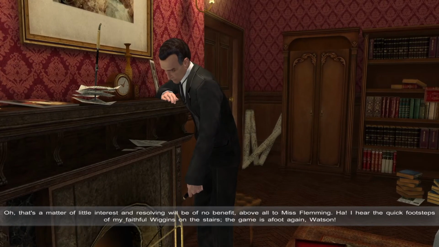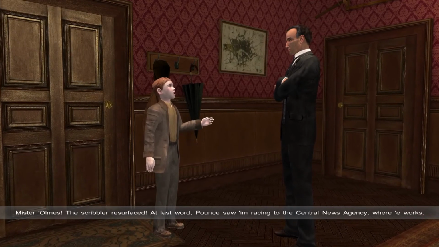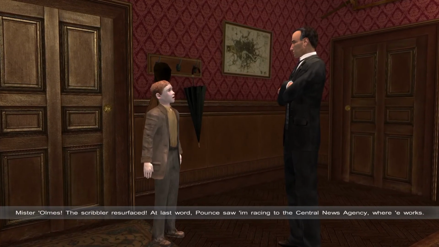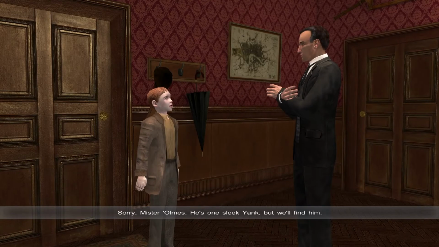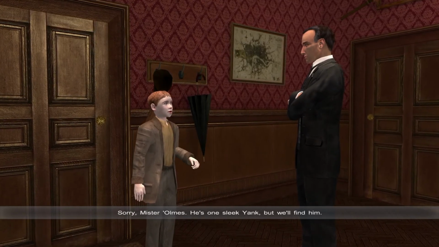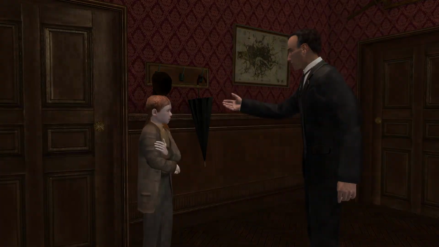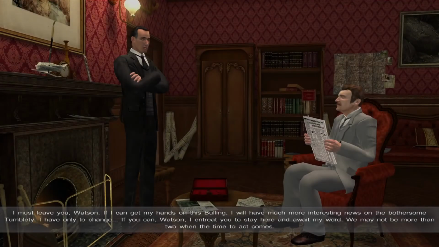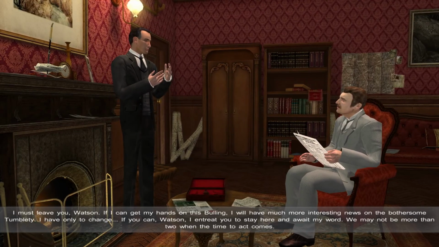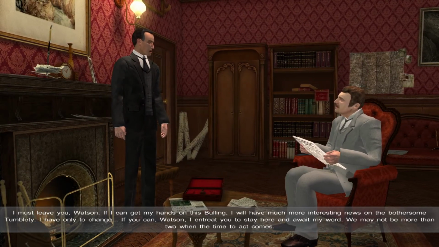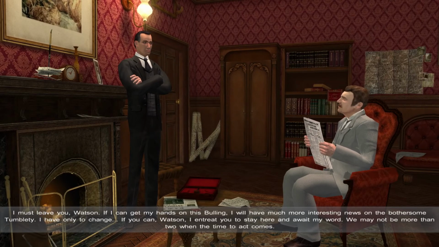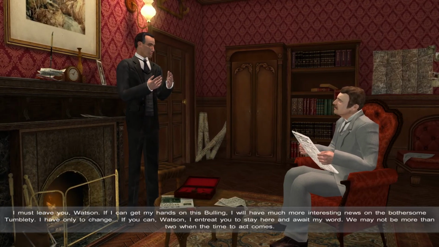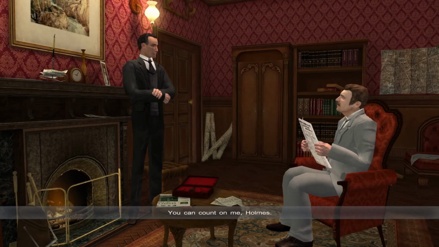The game is afoot again, Watson. Mr. Holmes, the scribbler resurfaced. At last word, Pounce saw him racing to Central News Agency where he works. Excellent, Wiggins. And still nothing on the doctor? Sorry, Mr. Holmes. He's one sleek yank, but we'll find him. Good work. Here's something for you. I must leave you, Watson. If I can get my hands on this Bulling, I will have much more interesting news on the bothersome Tumblety. I have only to change. If you can, Watson, I entreat you to stay here and await my word. We may not be more than two when the time to act comes. You can count on me, Holmes.